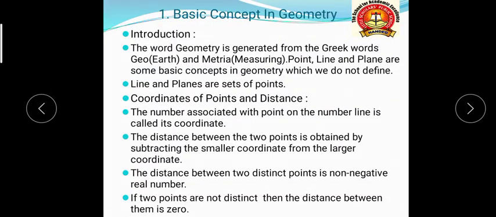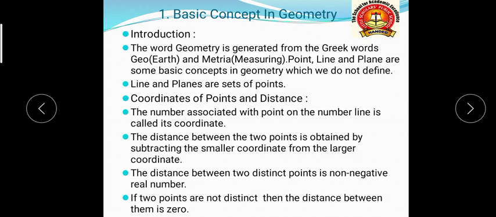Good morning, students. In today's session, I am going to start your first lesson of geometry, that is, basic concepts in geometry. You already learned these basic concepts in the 8th standard, that is point and line. I am just going to revise them again.